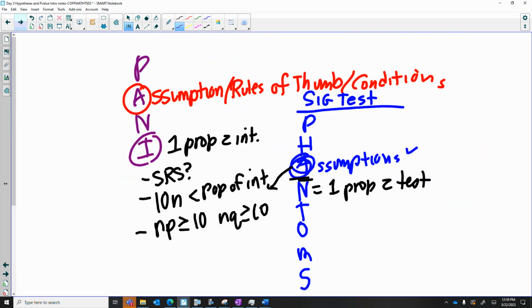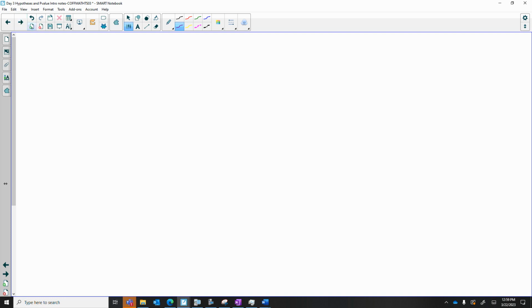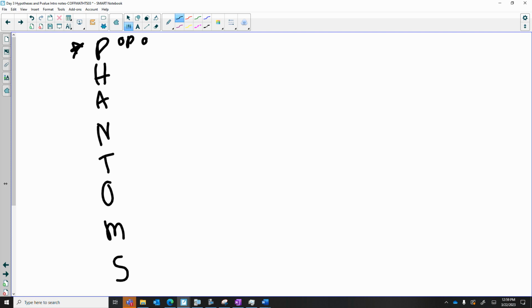So I will tell you where we are headed. If you look at the word PHANTOMS, we're going to talk about what these letters stand for. And this is how we are going to follow our procedure. So the P step is exactly the same as in the past: population of interest, stated, and parameter of interest. We did that last topic, which was our 1 prop Z interval. We did the same thing.